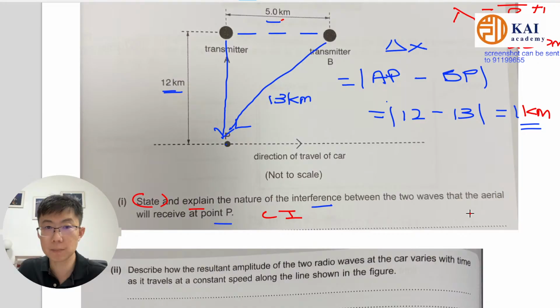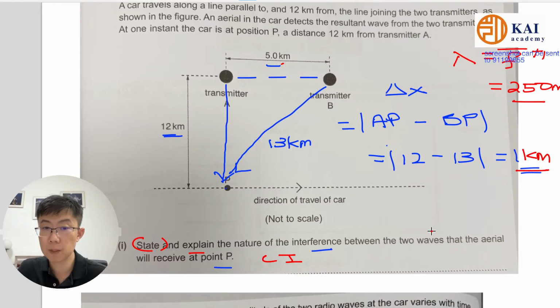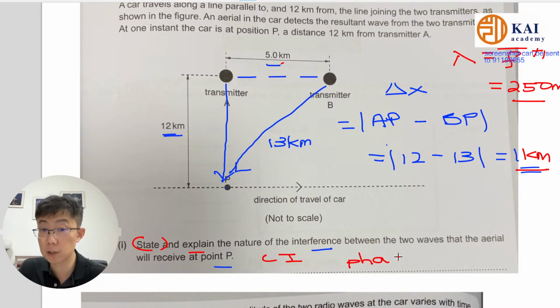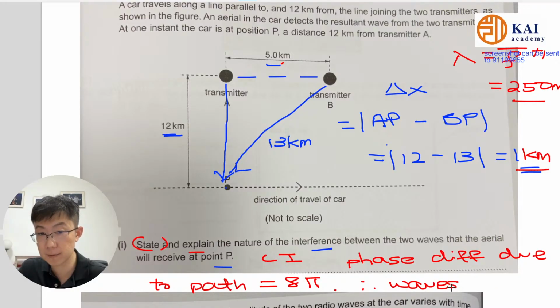For the explanation part, I'll talk about the path difference. You can show a bit of math: path difference is 13 minus 12 equals 1 km. The wavelength is 250 meters, therefore the phase difference due to path is 8 pi after you've done your calculation. Therefore the waves will arrive in phase.